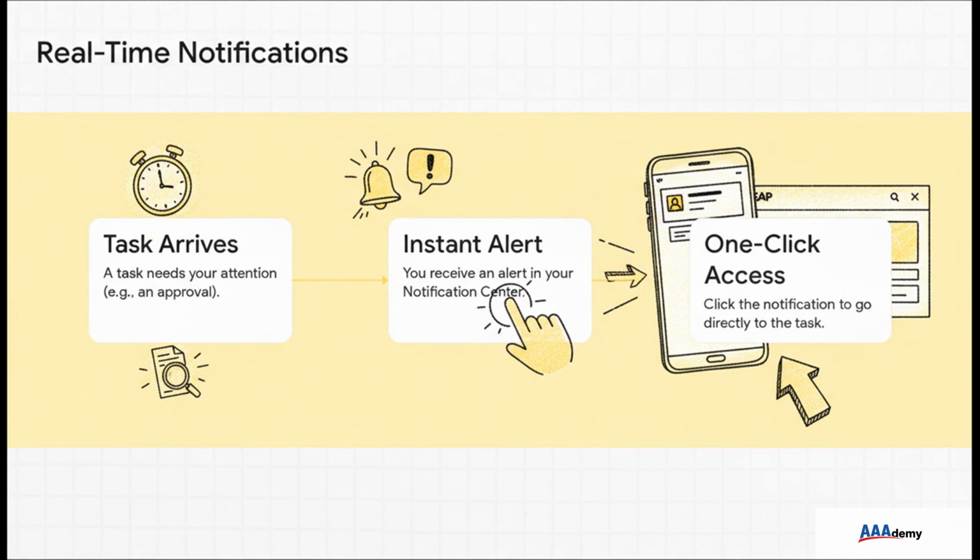Another killer feature is how it keeps you on top of things. You don't have to go hunting for urgent tasks anymore. The Launchpad literally brings them to you. So when a purchase requisition needs your approval, you get an instant pop-up. You click it, and boom, you're taken directly to that task.